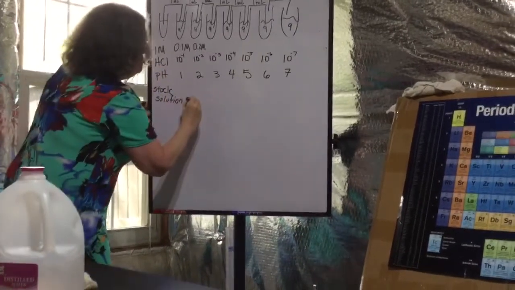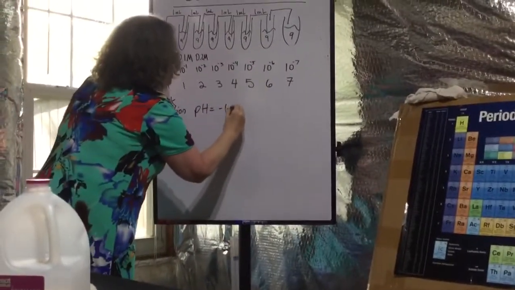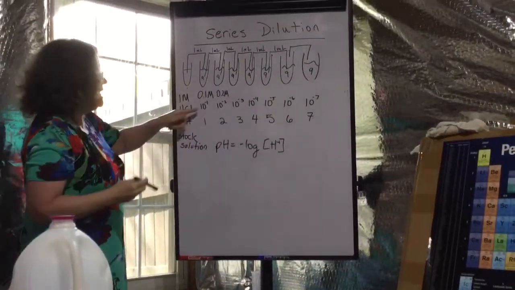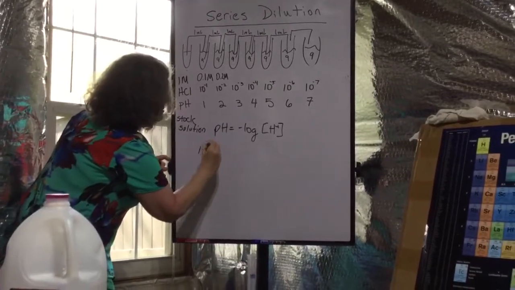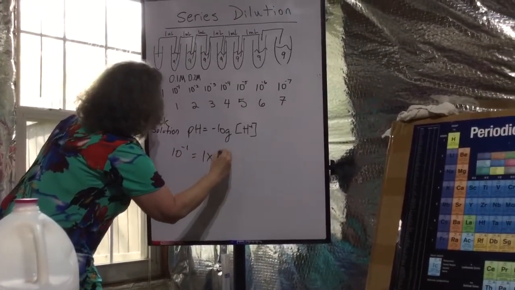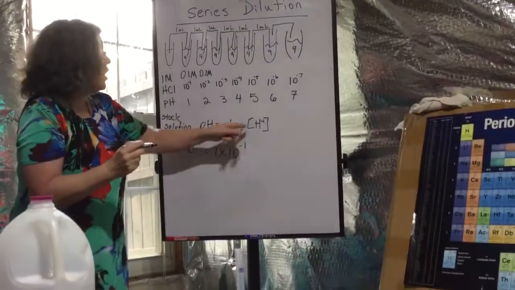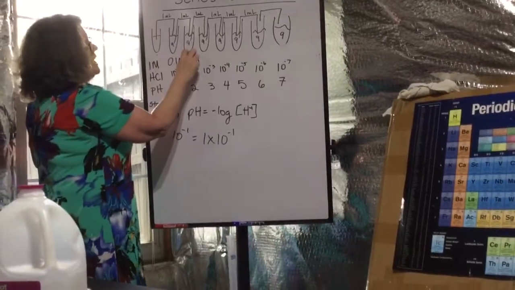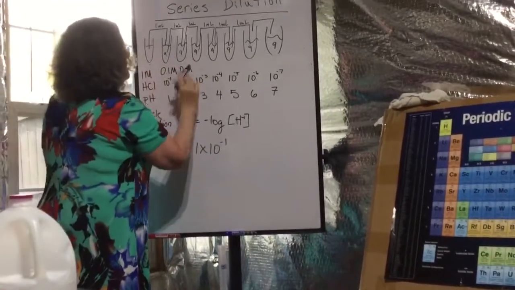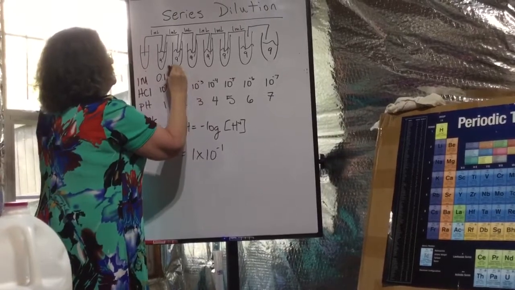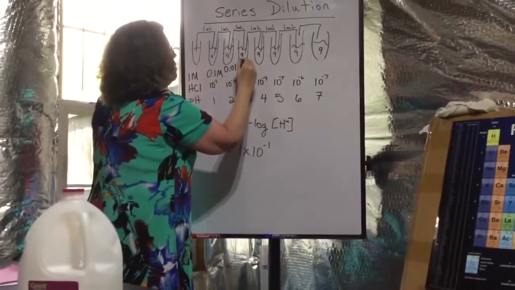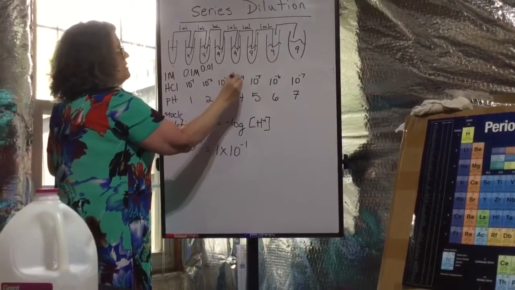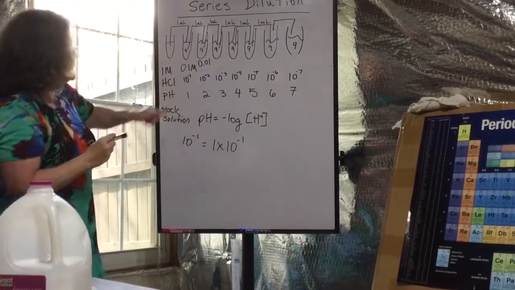And remember, pH is the negative log of the concentration of the hydrogen, okay, which is 1 times 10 to the negative 1, because 10 to the negative 1 is the same as 1 times 10 to the negative 1. When you do negative log of 1 times 10 to the negative 1, you get 1. This is 0.1, this is 0.01, this is 0.001, et cetera, et cetera. So this is 10 to the negative 1, 10 to the negative 2, negative 3, negative 4, etc. And this is the pH.